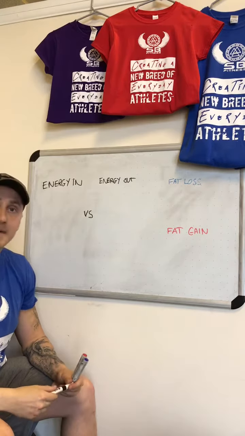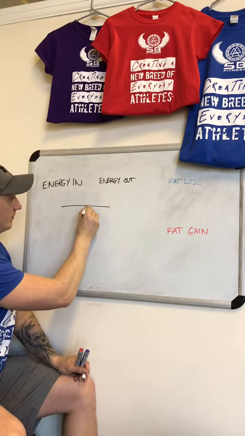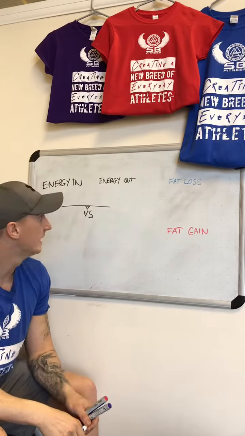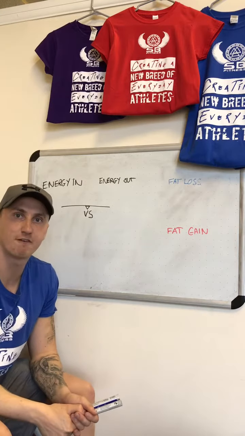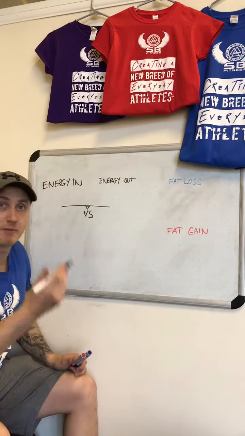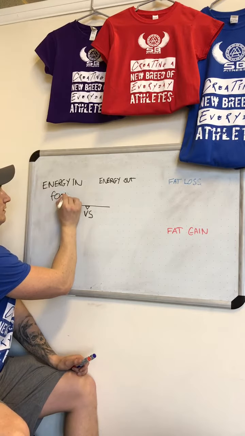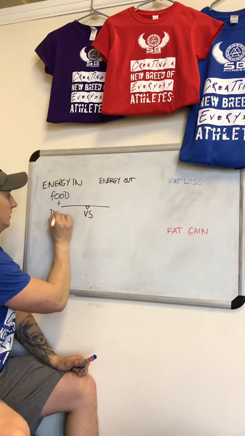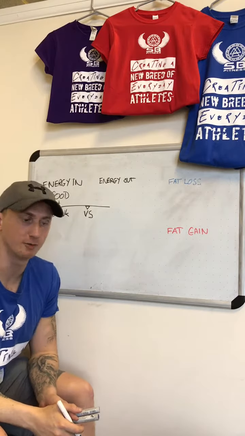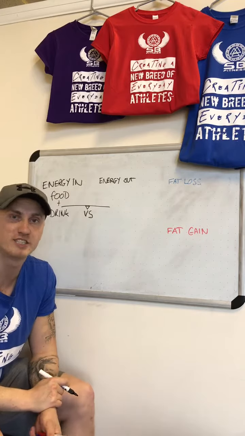Now what we need to do is imagine that we have a scale to tip the balance in favour of either energy in or energy out. What we need to do first of all is define what energy in means. Basically, an easy way that most people understand it is calories, and that comes from food and drink. So food and drink that we consume.